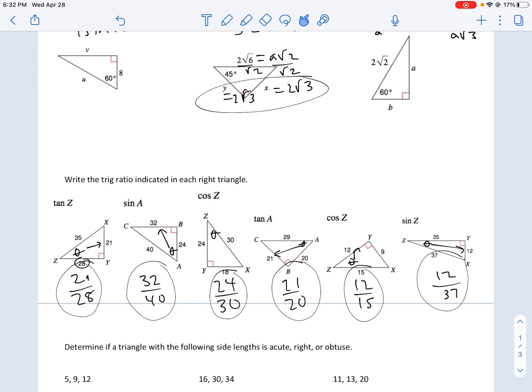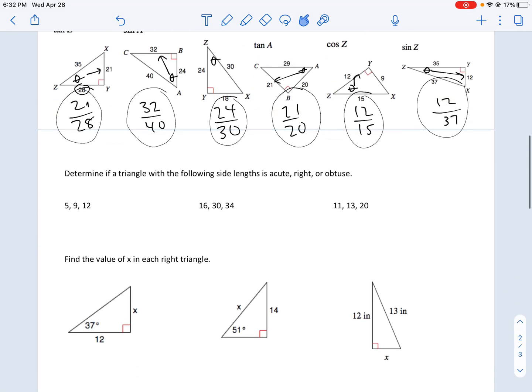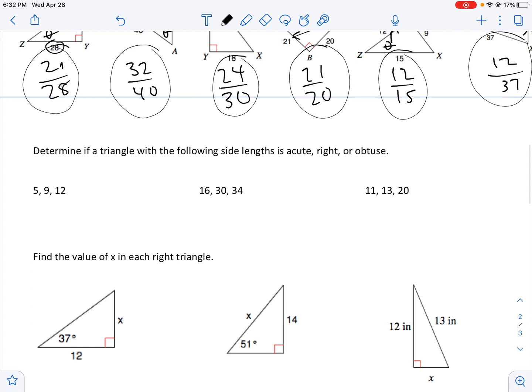Okay. Let's keep this train rolling. Remember, acute means that c squared is smaller than a squared plus b squared, and obtuse is c squared is bigger than a squared plus b squared. Right, and a right triangle is if they're equal.